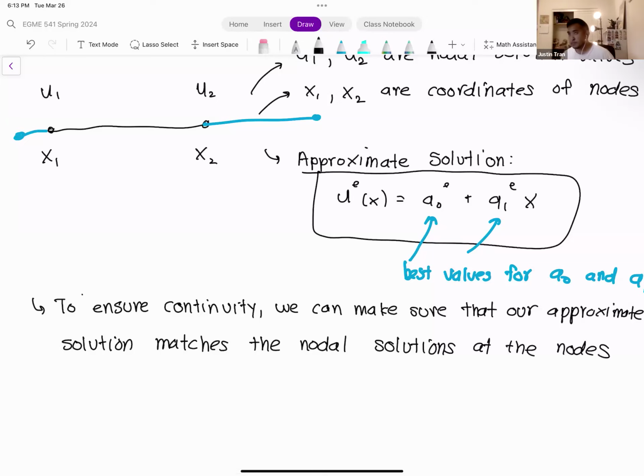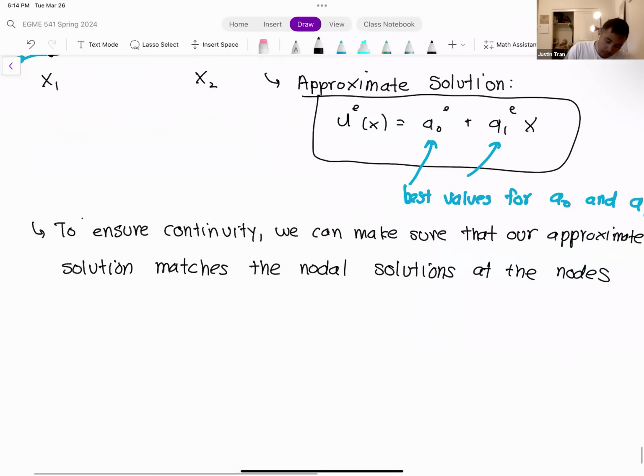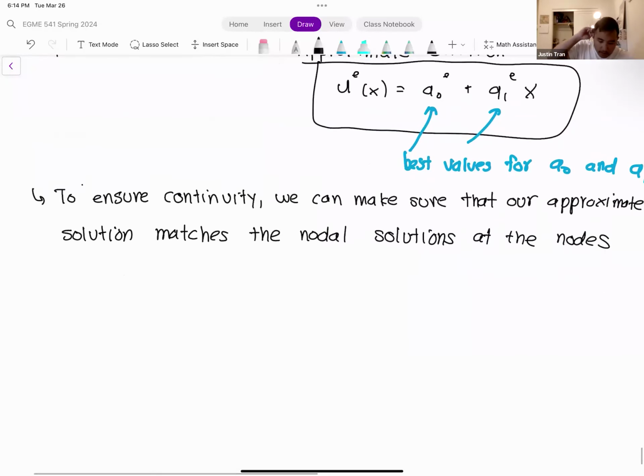Okay. So essentially, we're going to be applying two Dirichlet boundary conditions. We say that the approximate solution when you evaluate it at x equals x1 has to equal u1. And the other requirement is that the approximate solution when you evaluate it at x equals x2 has to equal u2. Okay, so let's go ahead and write those in mathematically.